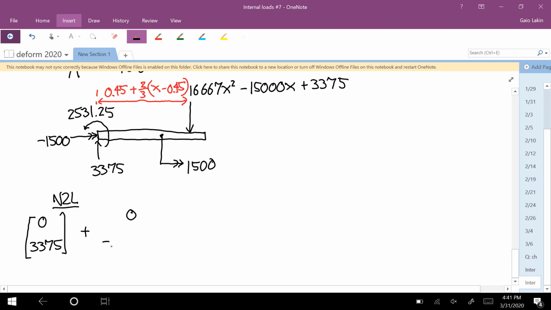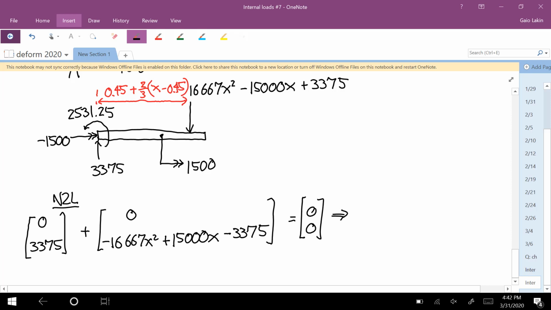So I'm going to write this as 0, negative 16,667 x squared minus 15,000 x plus 3375. Nope, I only did it on the first one. I got to do it on all these. So this should be plus, this should be minus. So now that has the magnitude of the thing in the free body diagram, but it's directed in the negative y direction. And all this tells us that, oh, I got too excited. I didn't put in the internal loads. That's what we're trying to find. The internal loads T, V, M, and torque. Okay, so we have to add on P, negative V.